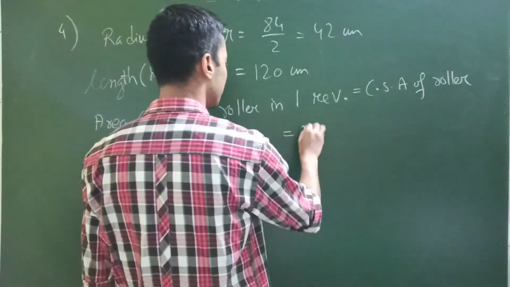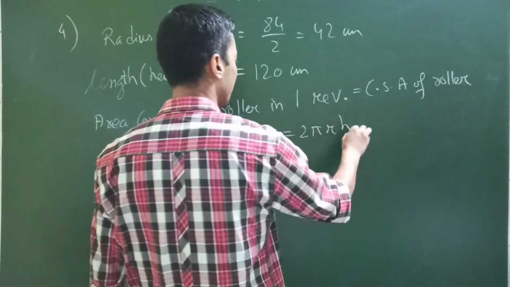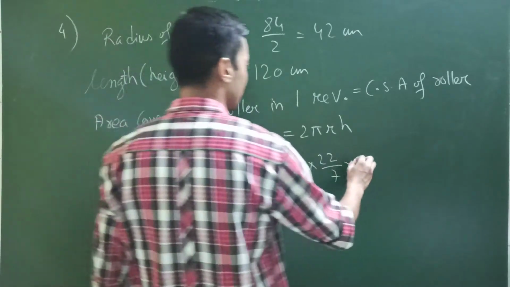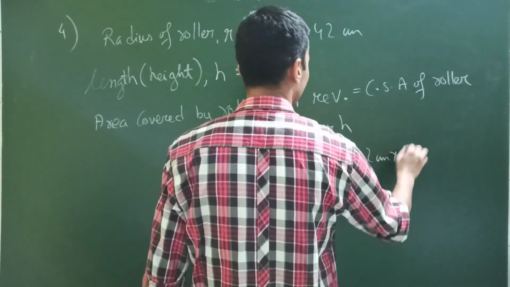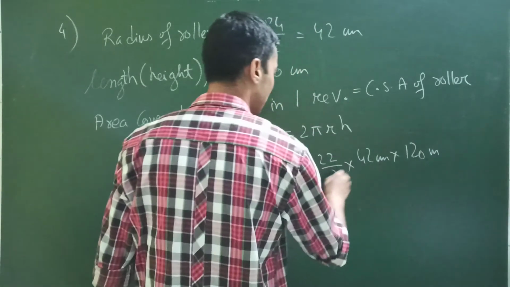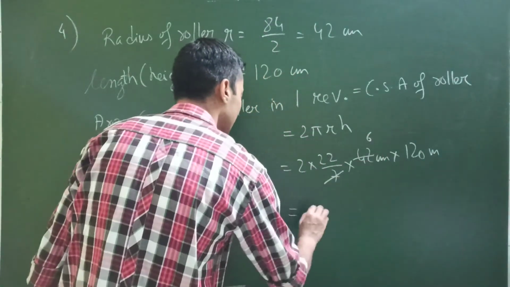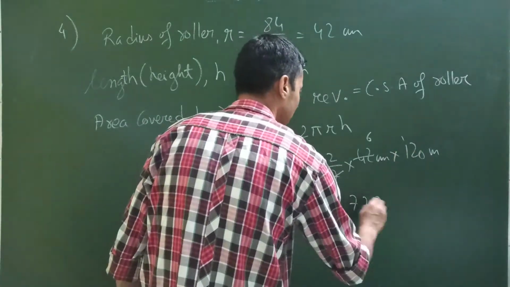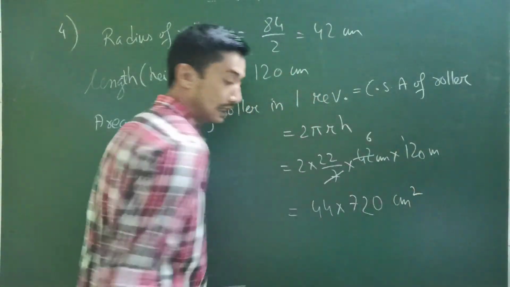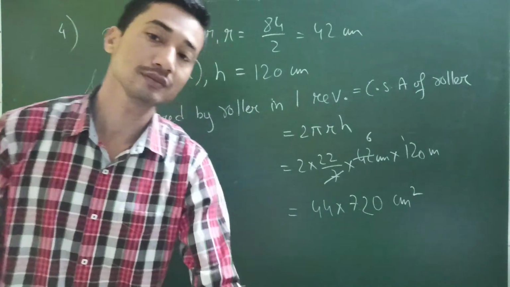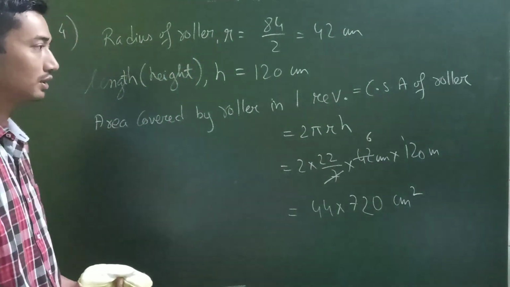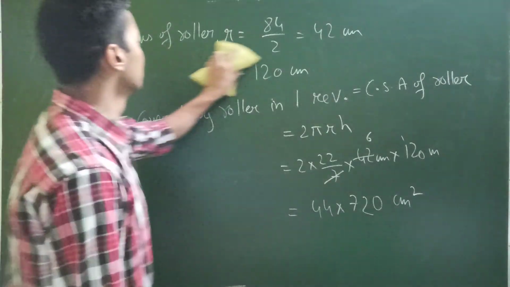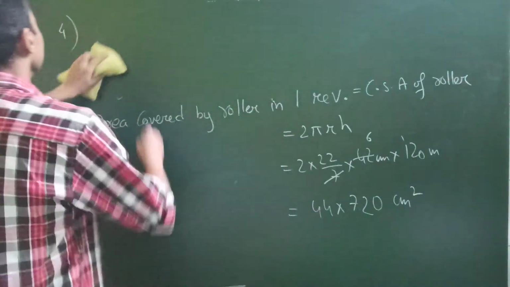So what is the formula for the curved surface area of the roller? 2 pi r h. So that's 2 into 22 by 7 into radius 42 centimeters into height 120 centimeters. Cancel it by 6. So 44 into 6 twos are 12, 1 left, 720 centimeter square. So this is the area covered by the roller in one revolution. We have to find out the total area of the field.